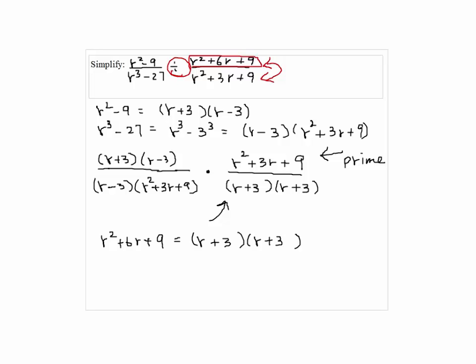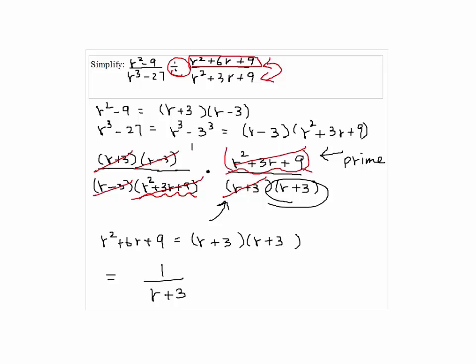So now we're ready to cancel. So notice that we have r plus 3 on top and bottom, and r squared plus 3r plus 9 also are on top and bottom, so we can cancel that term. And r minus 3 as well. So we're left with r plus 3 on the bottom and 1 on top. So the answer is 1 over r plus 3.